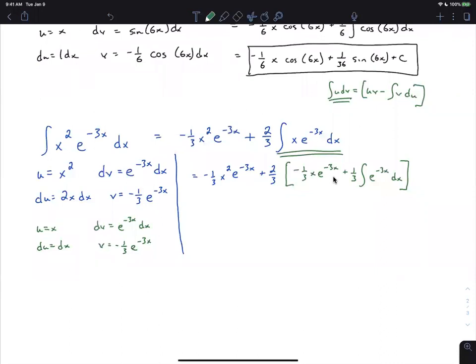Okay, now we're going to take a step to distribute the 2/3. As you can kind of see already, the fractions and the negative signs can get real tedious on these, so you have to be real careful with them. So you distribute the 2/3, and we're going to get -2/9 x e to the -3x, and then plus 2/9 integral e to the -3x dx. We're not quite done, but any questions to there? Yes, good.